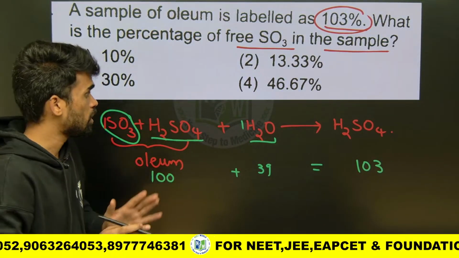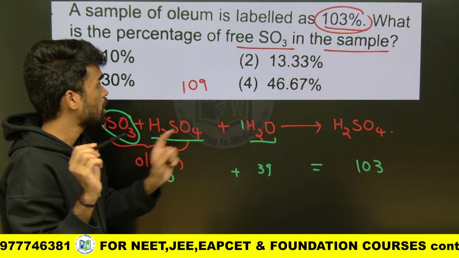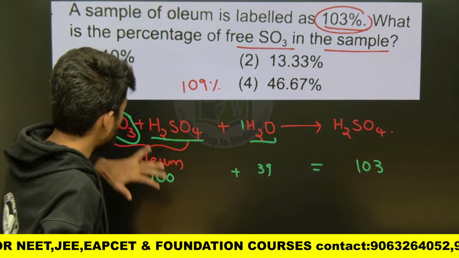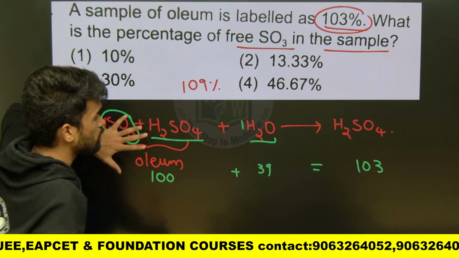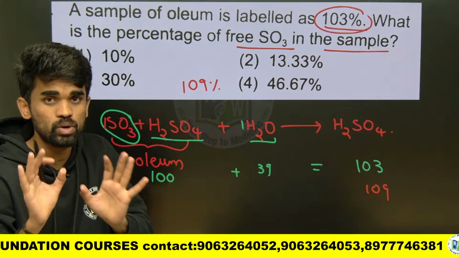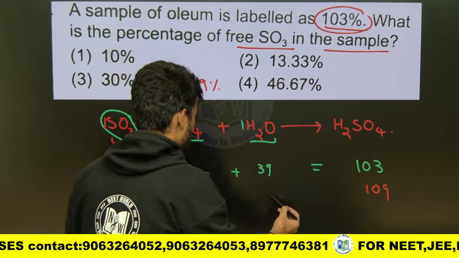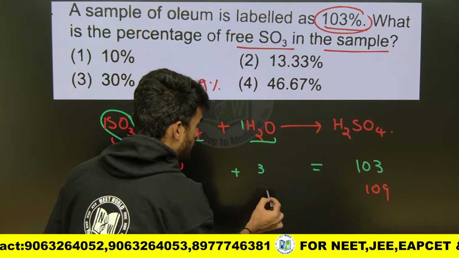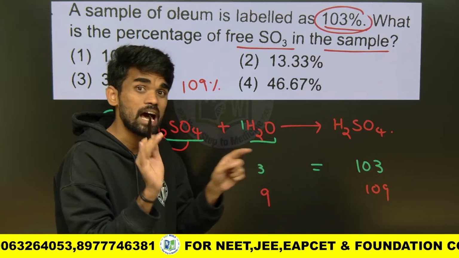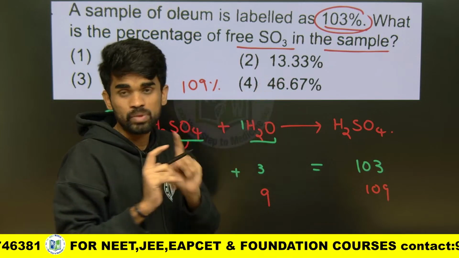Hope it is clear. Now I am asking you one more question to understand this percentage labeling. A bottle of oleum is labeled 109%. What does it say? 100 grams of this oleum reacts with water to form 109 grams of sulfuric acid. It means the mass of water taken here is 9 grams, so 100 plus 9 gives 109. This is again based on the law of conservation of mass. Like this you should understand the percentage labeling.